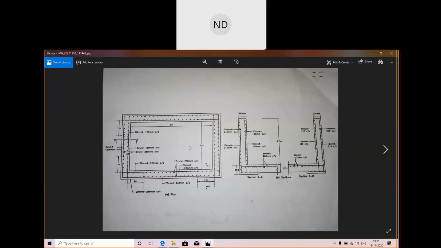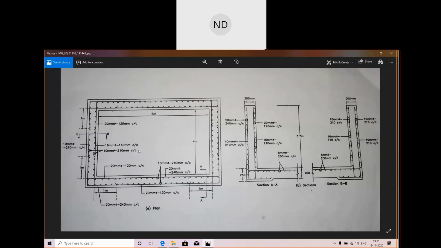After designing, we have this figure with us. Here, this is the plan and this is the section. In the section we have 250 depth, and 300 mm width of the tank's wall.